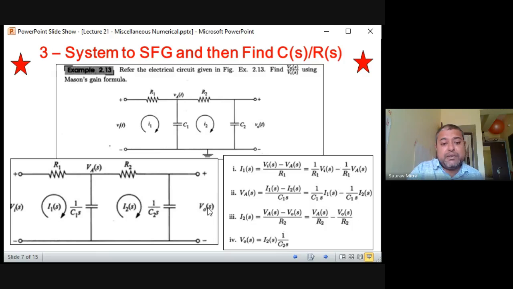There is another way of representing VOS. Whatever current is flowing through C2S, 1 by C2S, is also I2S. So I2S is equal to VOS divided by 1 by C2S. That is, this current is this voltage divided by this impedance. So there are two ways you can represent the output. VOS is equal to I2S into 1 by C2S. Current multiplied by impedance is equal to voltage, so another way of representing VOS is I2S by C2S. And I2S is VAS minus VOS divided by R2. So these are the four equations.